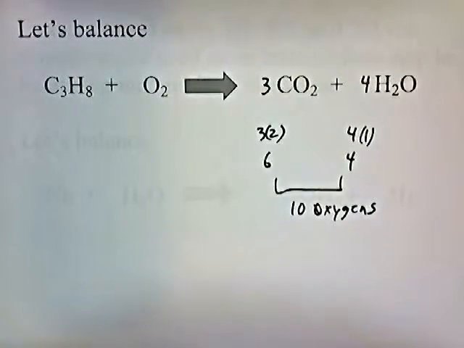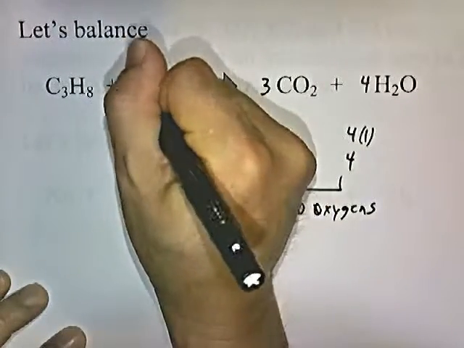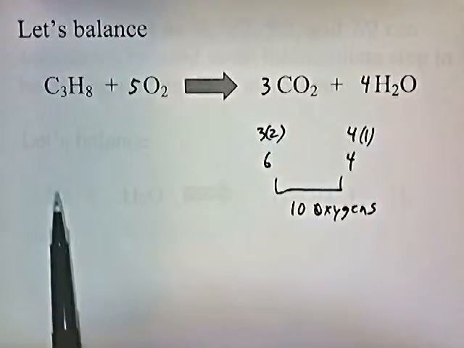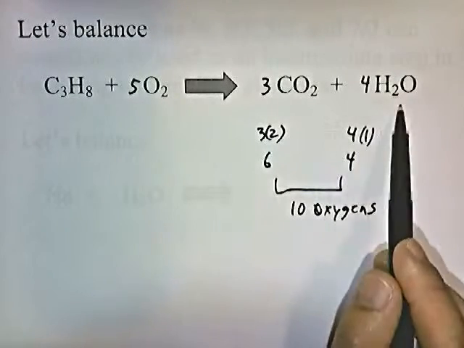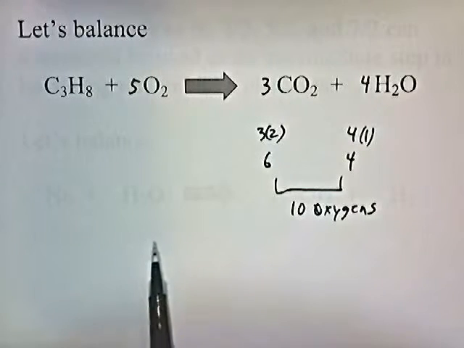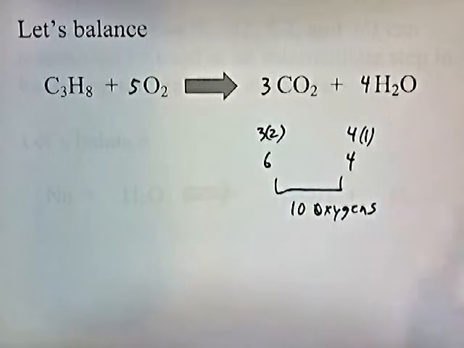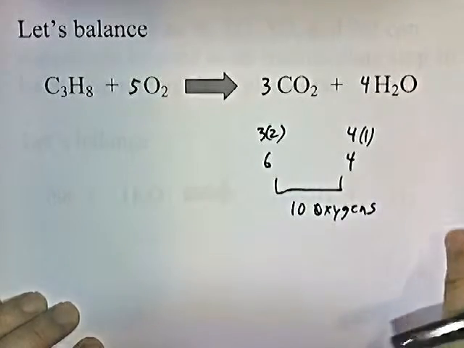So to balance the oxygens, I'll put a 5 in front of the O2. 5 times 2 gives me 10 oxygens, and there's our balanced equation. All right, so there are now 3 carbons, 3 here, 8 hydrogens, 8, 4 times 2 is 8, and then 10 oxygens on each side of the arrow. 5 times 2 is 10, 6 plus 4 is 10.